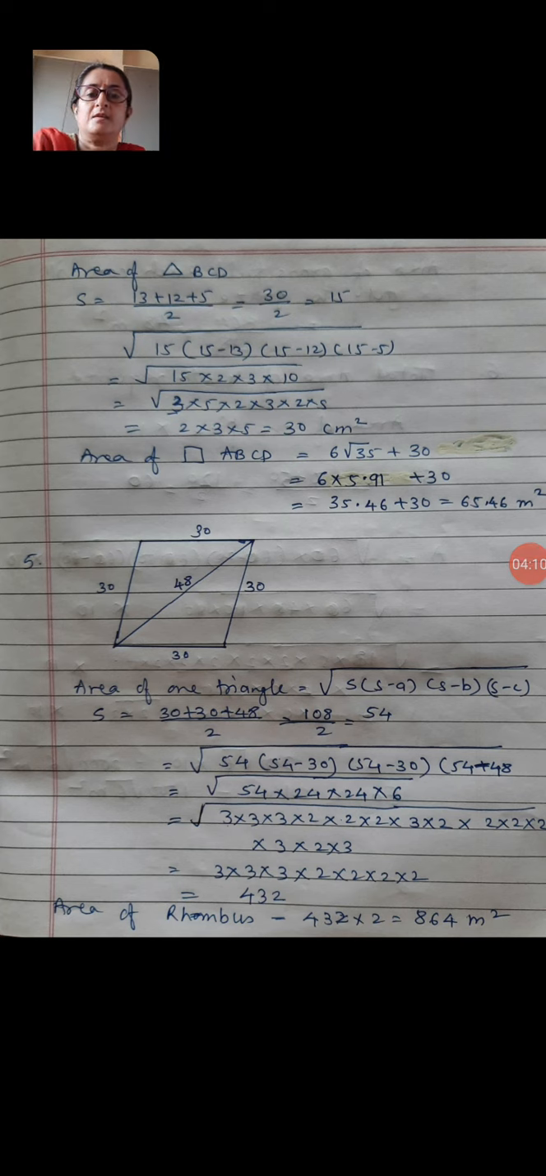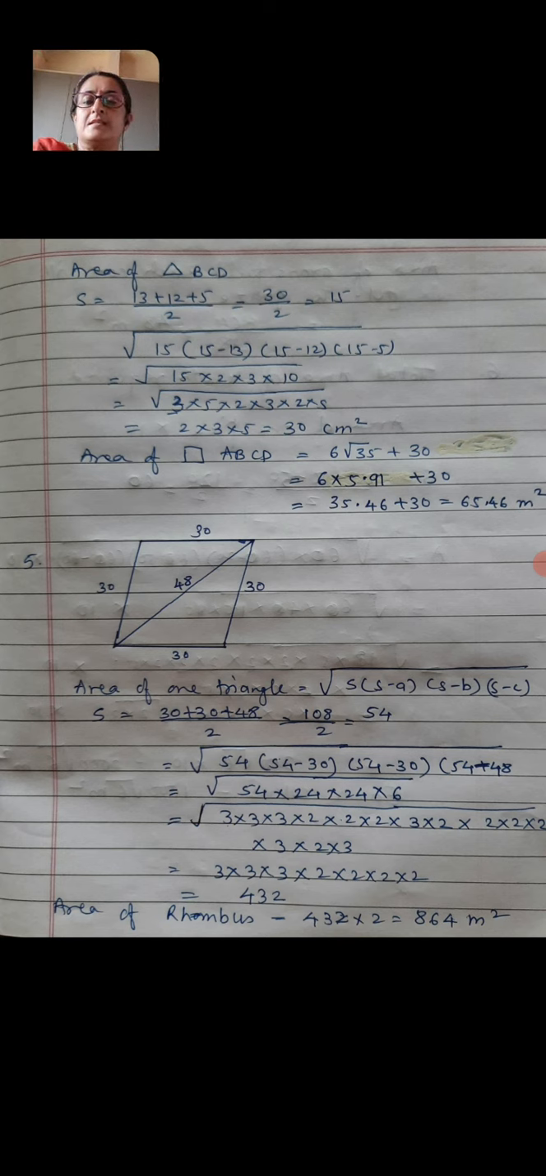Now let us take question number 5. The question is, a rhombus shaped field has green grass for 18 cows to graze. If each side of the rhombus is 30 meters and its longer diagonal is 48 meters, how much area of grass field will each cow be getting to graze?